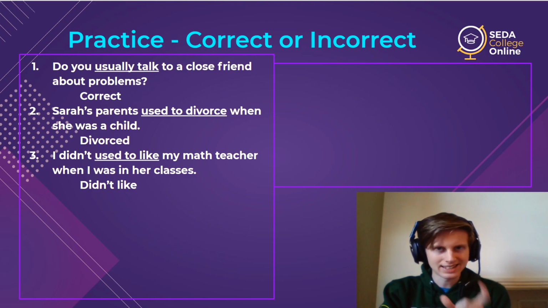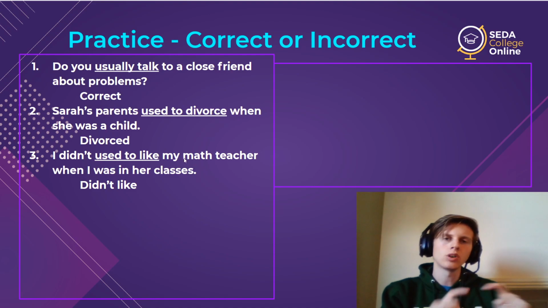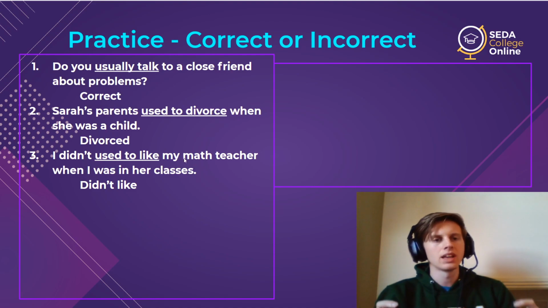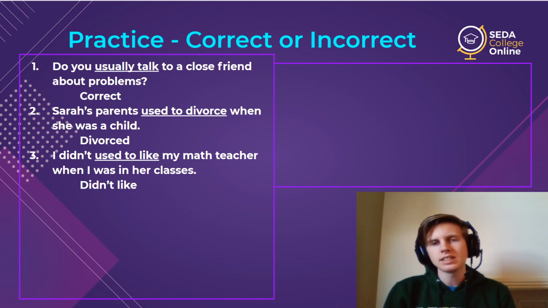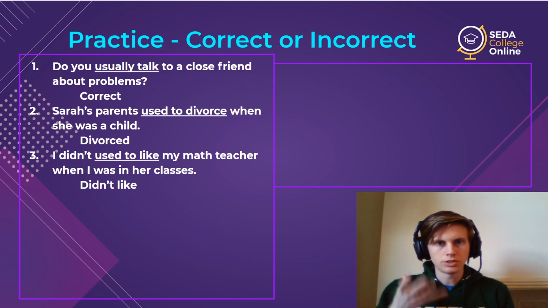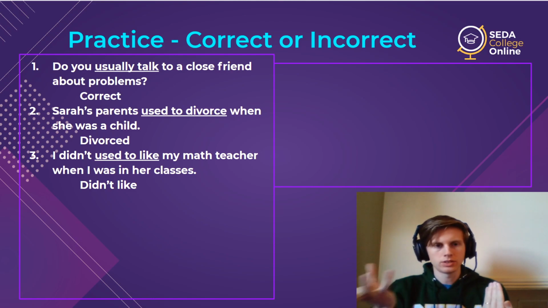Well, that's the difference. In this sentence, the idea is only: I didn't like my math teacher. If I say "I didn't used to like my math teacher," then I need the change in the sentence. I need the "but": now, as an adult, I think she was a good teacher. So if you say "didn't used to," we always need that extra bit.